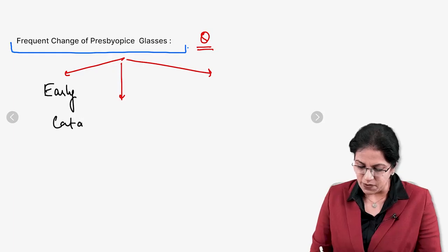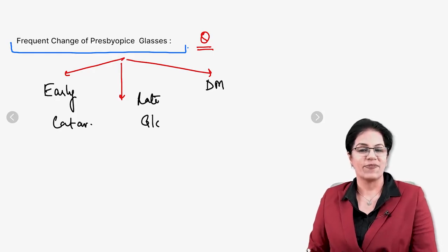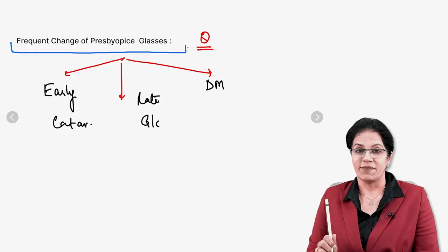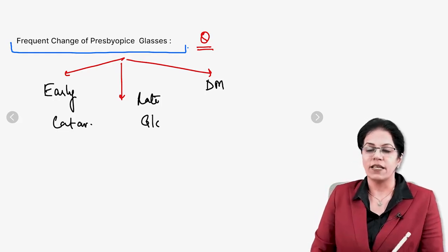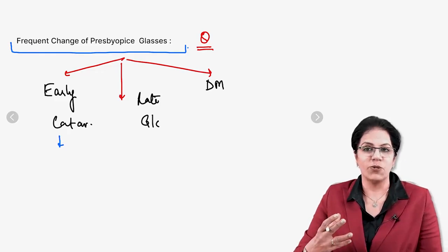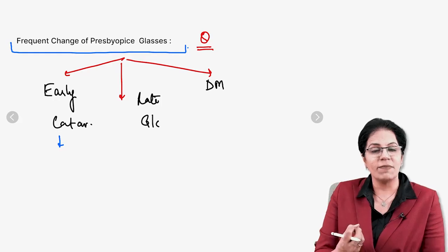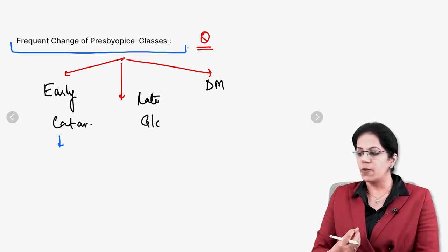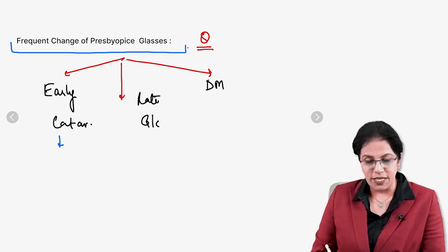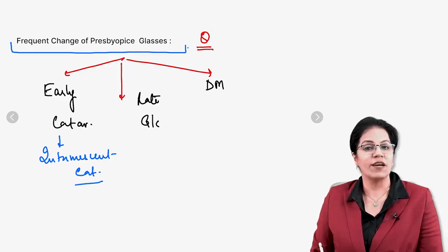Now, I generally teach like this. Why? I'll tell you. Early cataract, late glaucoma, or diabetes. This is how we will learn. Okay. So, we don't say diabetic cataract. Please be careful. We are saying early cataract because it is the intumescent cataract where if the water is more, swelling is more, then it is a myopic shift. I need lesser number in my near glasses. If the swelling is less, now I need more number in my near glasses. So, it keeps changing. So, we are talking about intumescent cataract where the water content is changing and therefore the curvature of lens is changing.